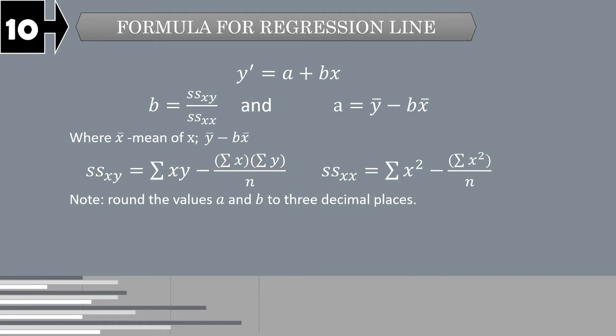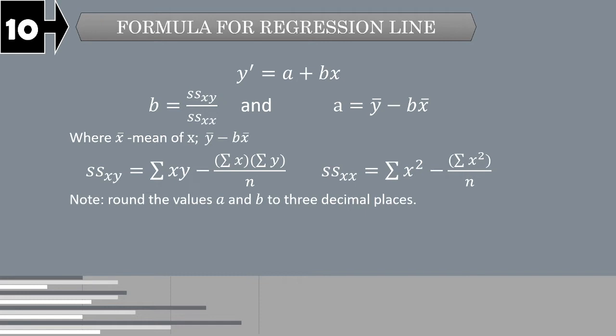Y prime is equal to a plus bx. b will be equal to sum of squares xy over sum of squares xx, and a will be equal to y bar minus b x bar, where x bar is the mean of x. Sum of squares xy is equal to summation of xy minus summation of x times summation of y over n. Sum of squares xx will be equal to summation of x squared minus summation of x, squared, over n. Note, round the values of a and b to 3 decimal places.